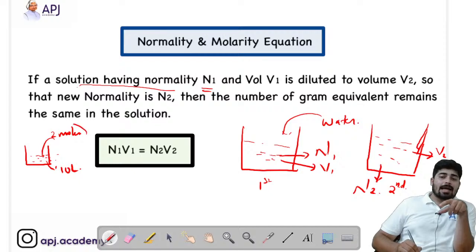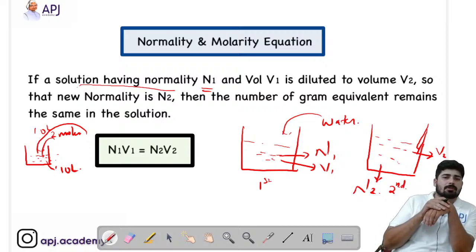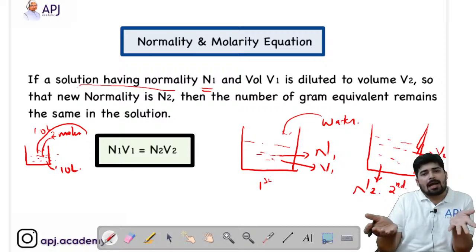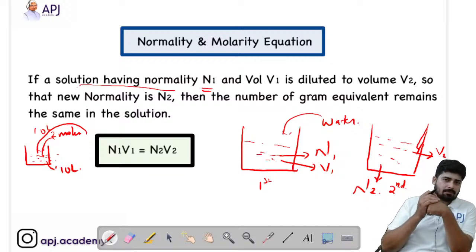Then I add another 10 liter of water. The concentration will change, no doubt. But does the number of moles of NaCl change? No. We have already added 2 moles. Those 2 moles will always be present inside that solution. If you add more water, the concentration decreases, but the number of moles never changes.